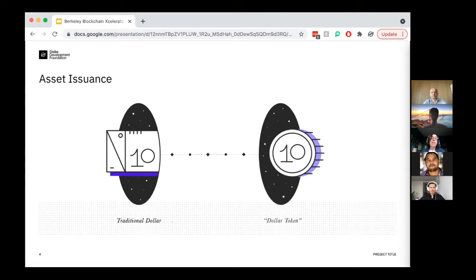So anchors, they maintain fiat reserves equivalent to the value of issued tokens. So users can redeem those tokens back to fiat at any time. That means that when people hold the tokens, they can treat them just like traditional money because they know that they're redeemable for traditional money in the end.